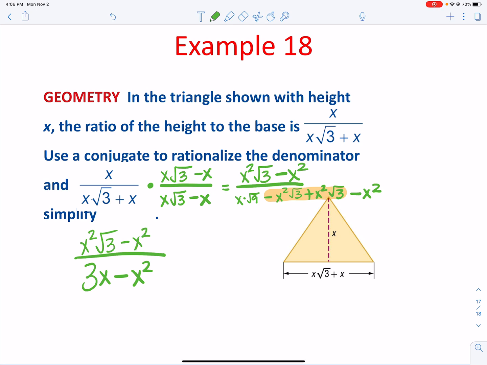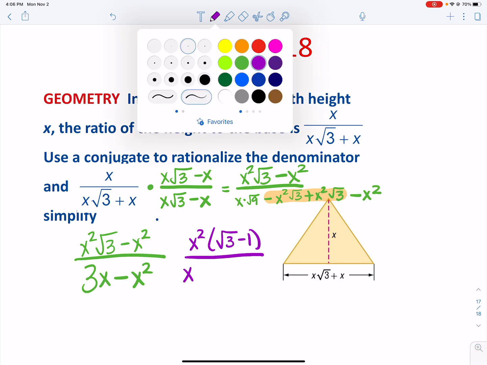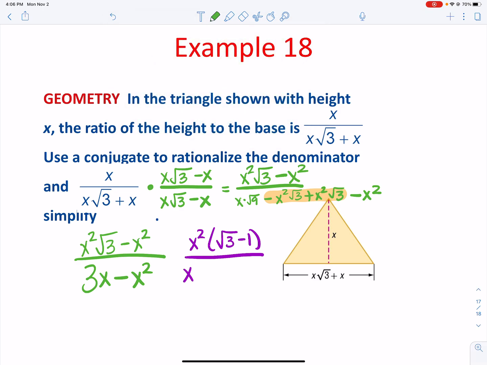I would take off for this answer because on the top, just change so you can see it, I can take out an x squared. So that would leave me with a root 3 minus 1. And on the bottom, I can take out an x. Oh, wait, that would be an x squared. Good morning to me. Because if I multiply, my first term was wrong. It should be x squared root 9.